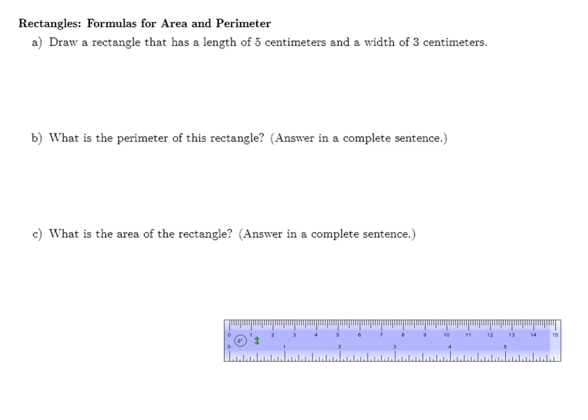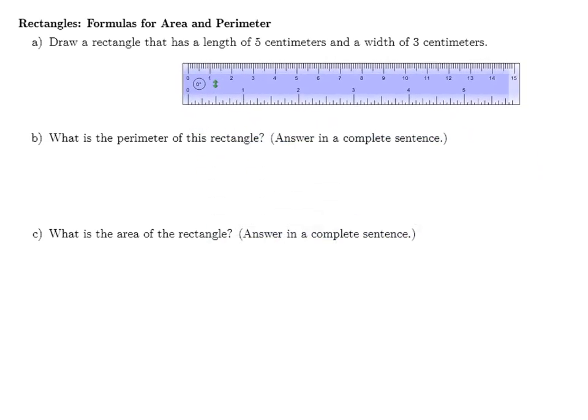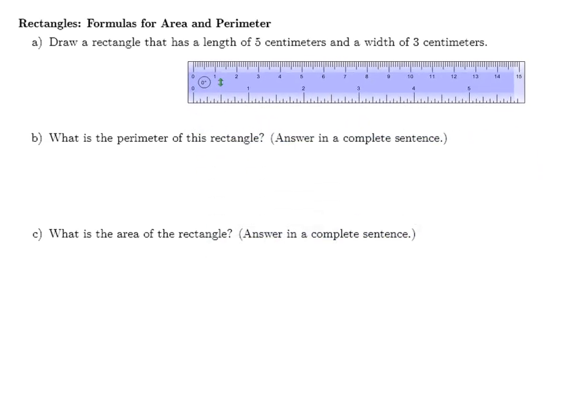centimeters. So taking our ruler, we'll go to the side with centimeters, and we'll mark off 5 centimeters for that length. So going from 0 to 5, and then we'll turn this ruler at a 90-degree angle and form our next 3 centimeter measurement.